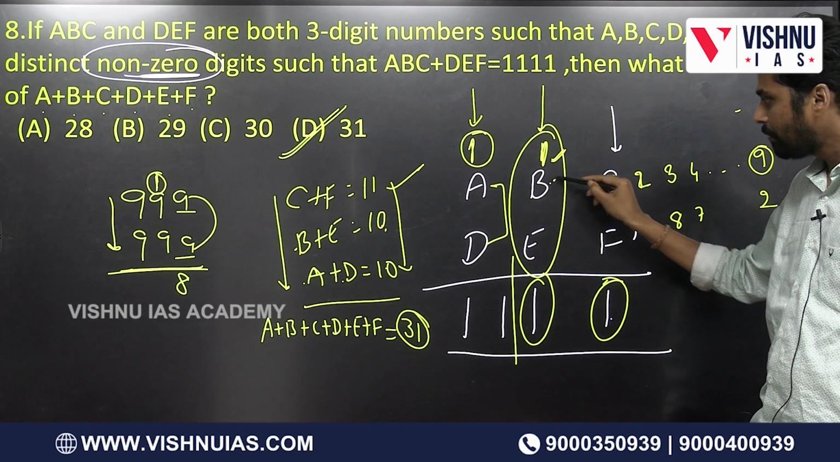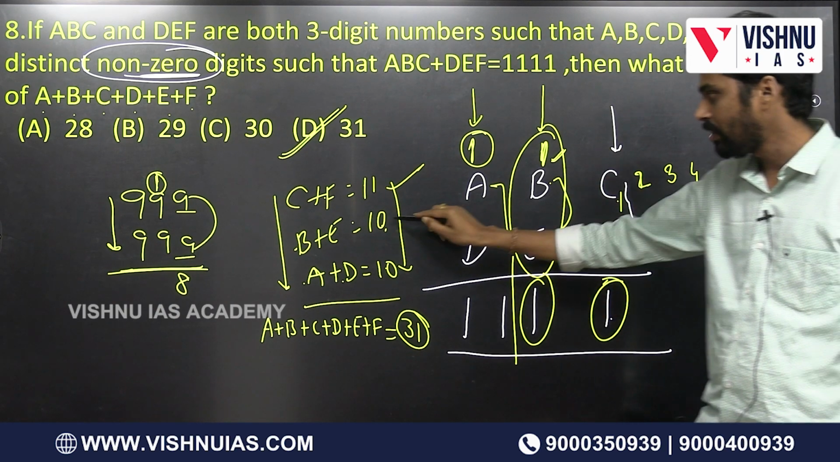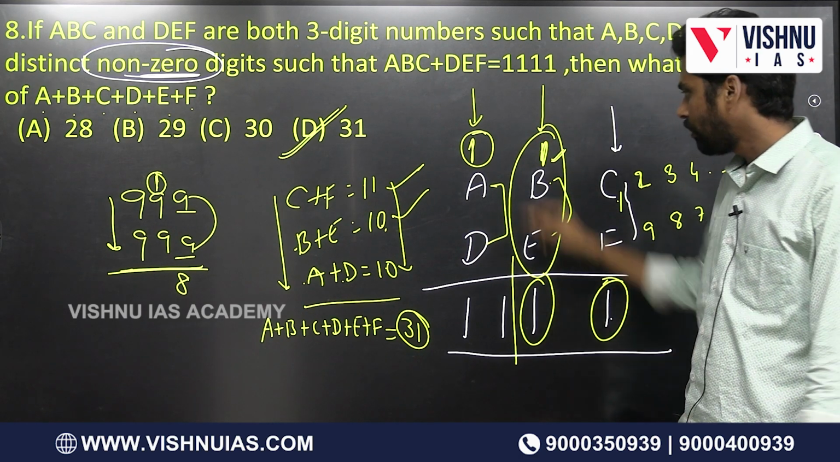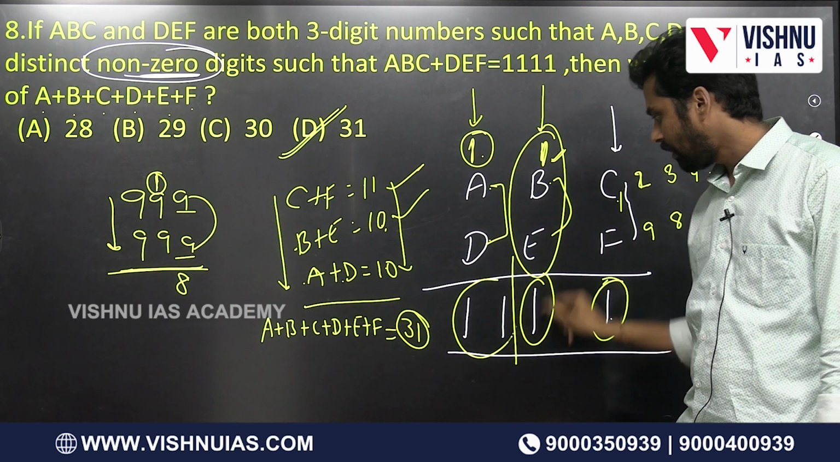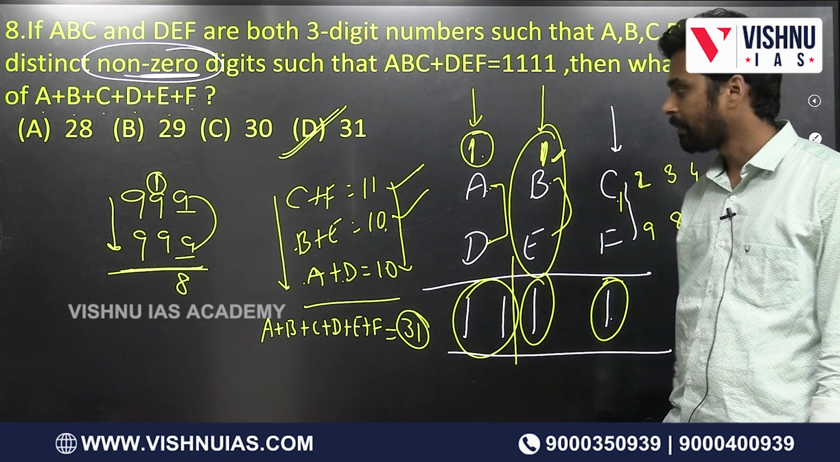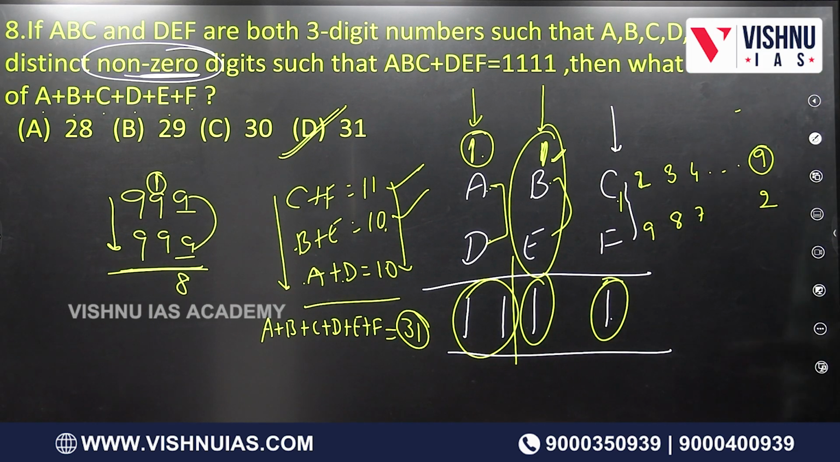Already 1 is there, means that B plus E value is what? 10. So 10 plus 1 will become 11. So that's why we take B plus C value is 10. Now 1 is again carry forward. 1 plus A plus D, now the number is equal to what? 11. So already 1 is there, means that A plus D is 10. So A plus B plus C plus D plus E plus F value is 31.